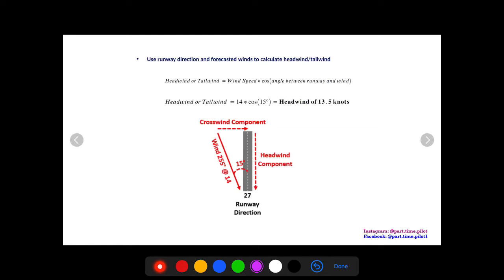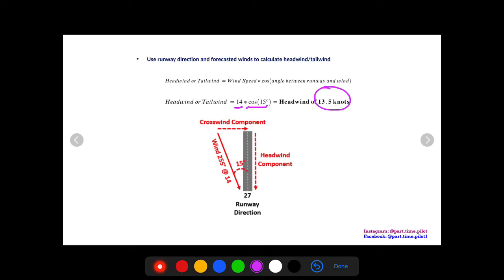Next thing we need to do is calculate either a headwind or a tailwind. Now the equation for a headwind or tailwind is the wind speed times the cosine of the angle between the runway and the wind. Alright, it's pretty simple. You can just enter this into Google. In our example, you can do 14 times cos, in parentheses 15, and then put DEG if you're typing it into Google to signify degrees. Otherwise, it'll automatically use radians and you won't get the answer you want. So 14 times the cosine of 15 degrees is going to give us a headwind of 13.5 knots.